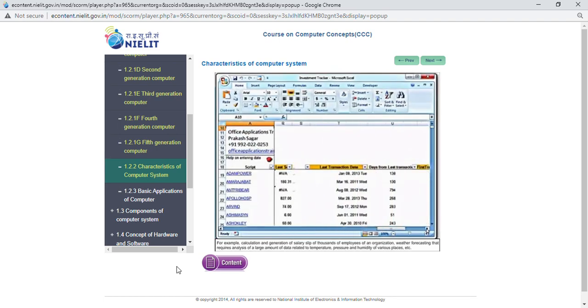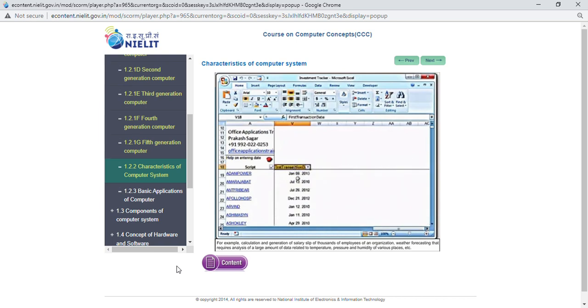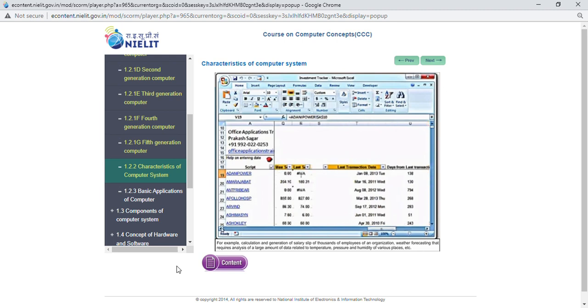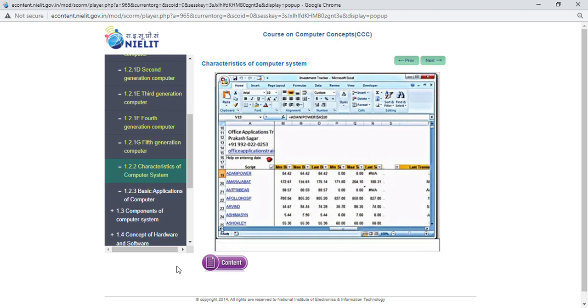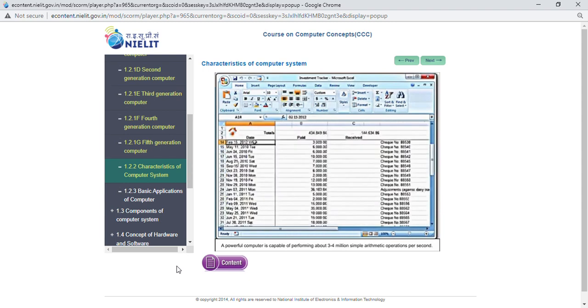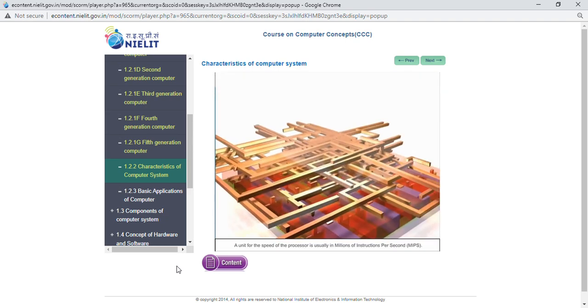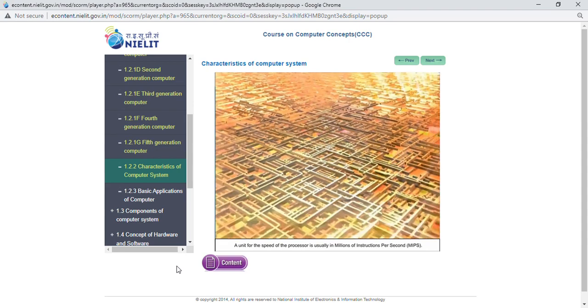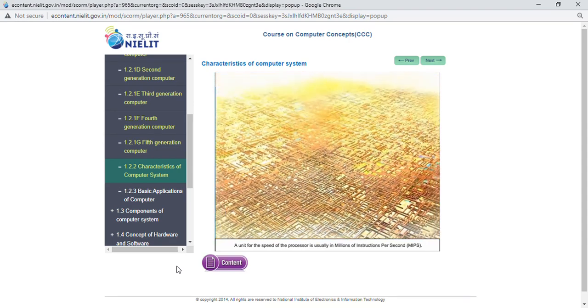For example, calculation and generation of salary slips of thousands of employees of an organization, or weather forecasting that requires analysis of a large amount of data related to temperature, pressure, and humidity of various places, etc. A powerful computer is capable of performing about 3 to 4 million simple arithmetic operations per second. A unit for the speed of the processor is usually millions of instructions per second, that is MIPS.